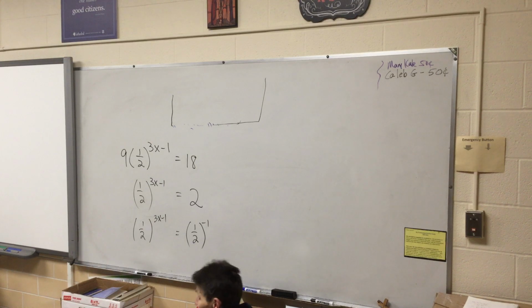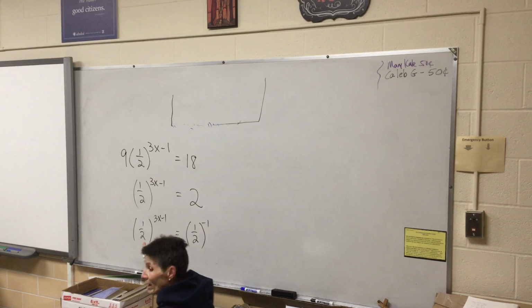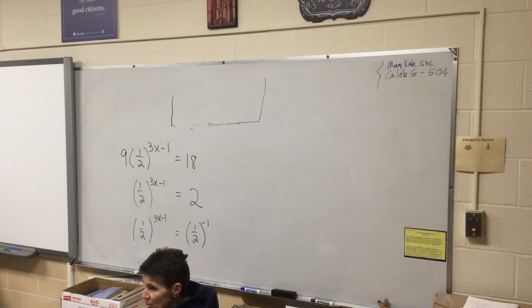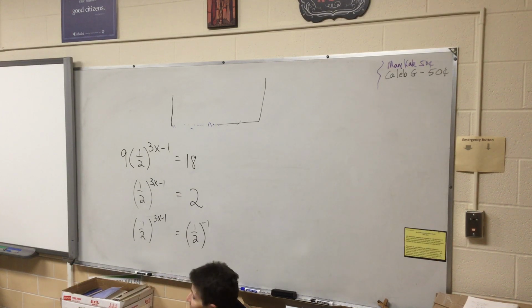Now, yesterday when I did this, so if you want to go watch the video anyway, you'll see that instead of making them both 1/2s, I made them both 2s. You can go either way. You just have to make a match. But you don't make a match by multiplying them by something or dividing them by something. You make them match by manipulating the exponents.